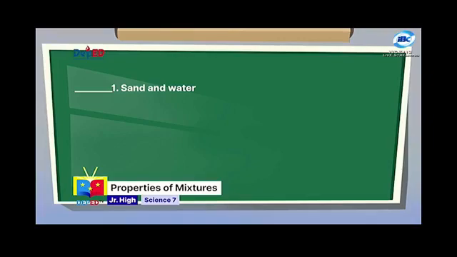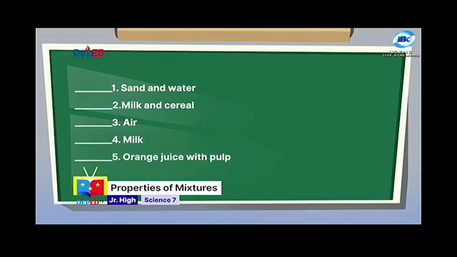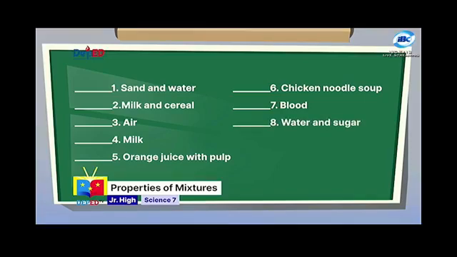Number 1, sand and water. Number 2, milk and cereal. Number 3, air. Number 4, milk. Number 5, orange juice with pulp. Number 6, chicken noodle soup. Number 7, blood. Number 8, water and sugar. Number 9, hot coffee. Number 10, rice and beans.